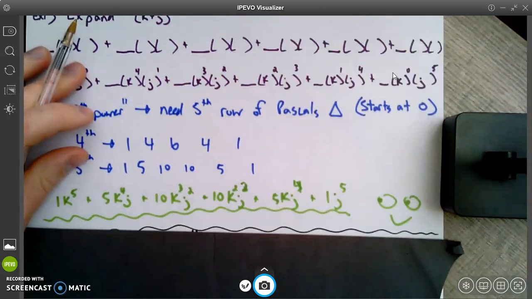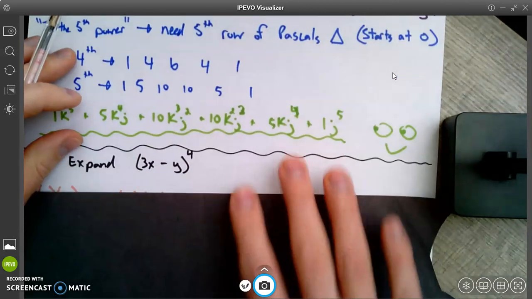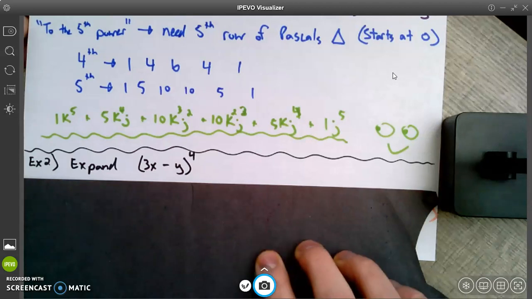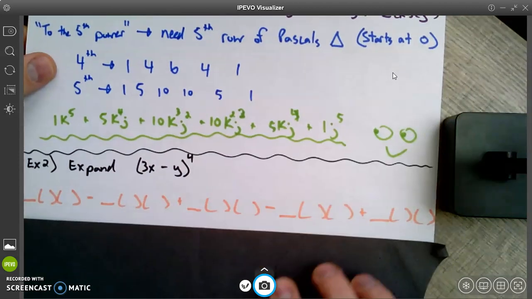Okay? Let's try another one. We will have to do another video, but that's okay. See if we can fit this one in. I want you to expand 3x minus y to the fourth power. Hit pause, follow our same little skeleton, and fill in the numbers. Okay, we're back. Hopefully you hit pause and tried that. If not, then follow along. Here we go. It's the same thing as before.